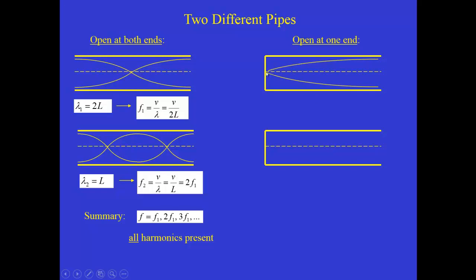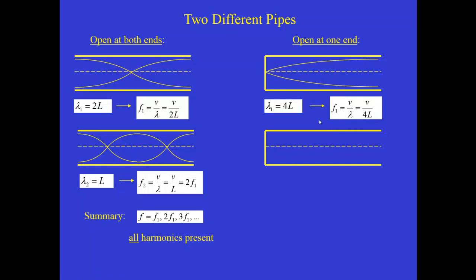So for a node at the closed end and then an antinode at the open end, we get this pattern, and inspection of this shows that the wavelength would actually be equal to 4 times the length of the pipe. This is only 1/4 of a wavelength that we show here in the sketch. And so as a result, the frequency F1 is v over 4L.